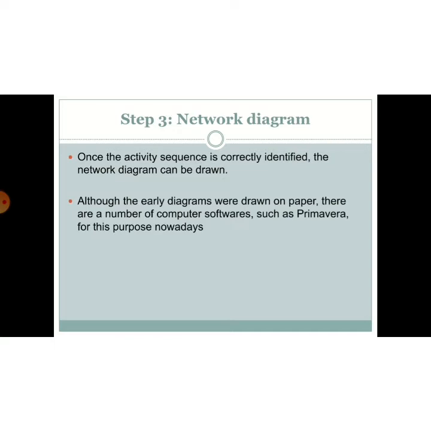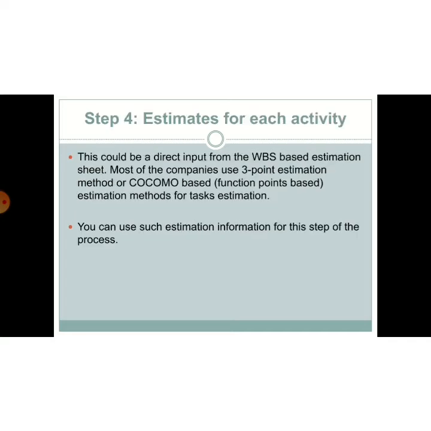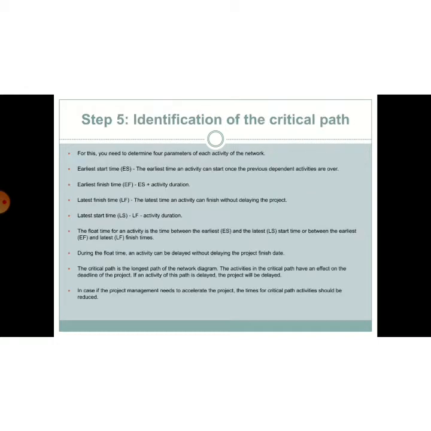Now, step 3 is network diagram. Once the activity sequence is correctly identified, the network diagram can be drawn. Step 4 is estimation for each activity. This could be direct input from the WBS based estimation sheet. You can use such estimation information from this step of the process. Now, the fifth and most important step is identification of the critical path.